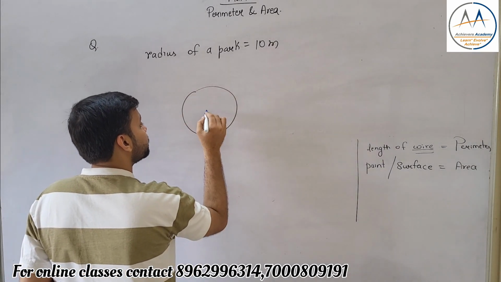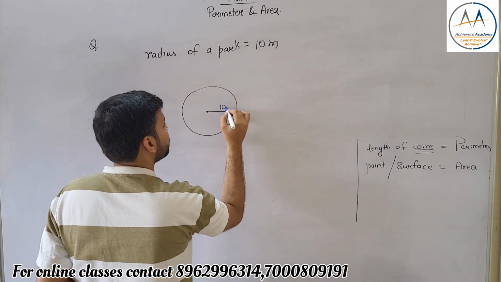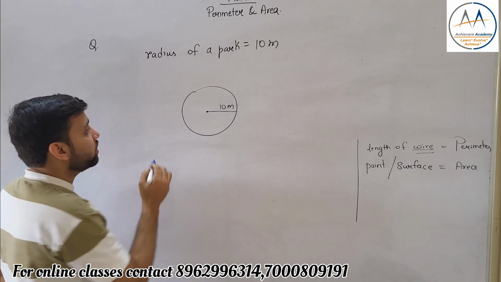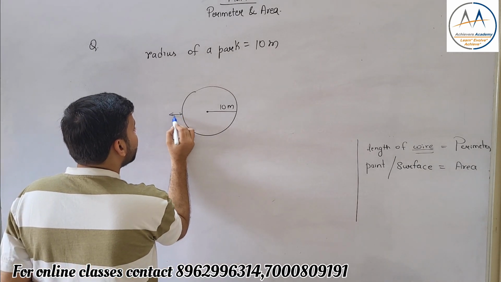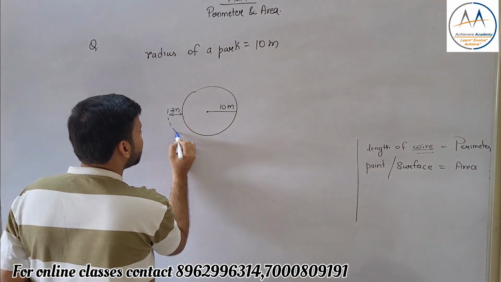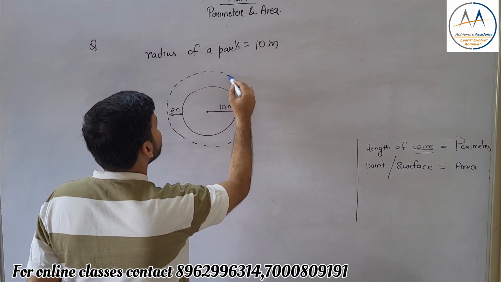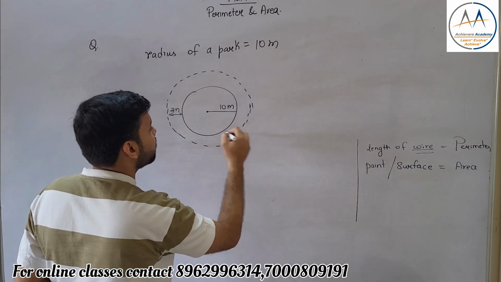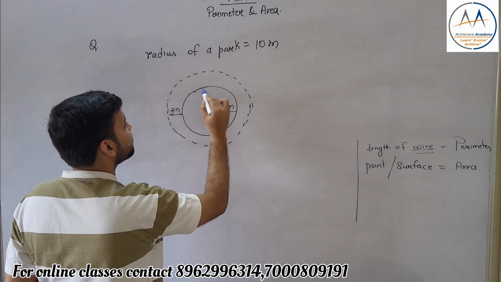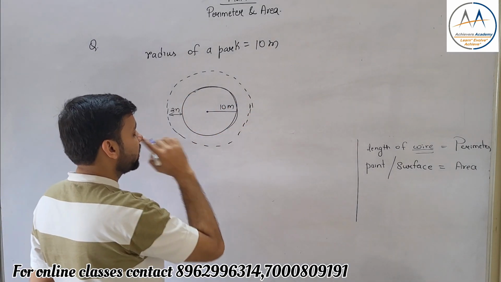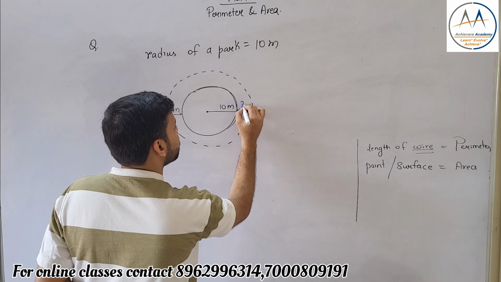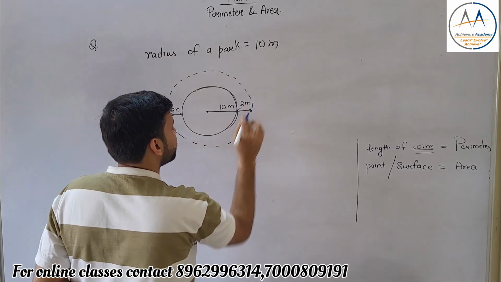There is a park, 10 meter. They want to make a 2-meter wide pathway around the park so that the people can walk easily and don't go into the area where the flowers and the plants are kept. Okay, this is 2 meter, beta. Need to be very careful with it.